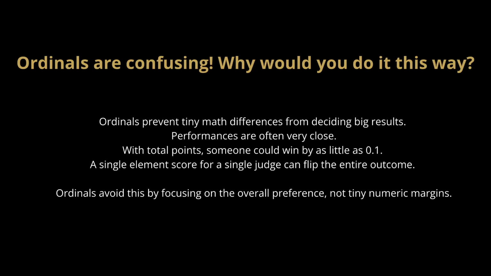Ordinals prevent tiny math differences from deciding big results. Performances are often very close. With total points, somebody could win by as little as 0.1. In that method, a single element score for a single judge could flip the entire outcome. Ordinals avoid this by focusing on the overall preference of rank, not numeric margins.